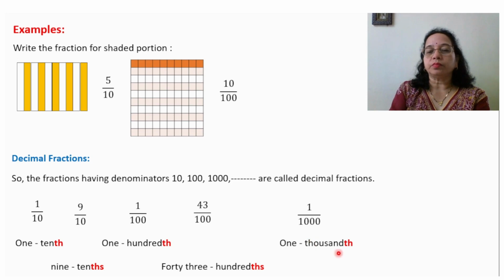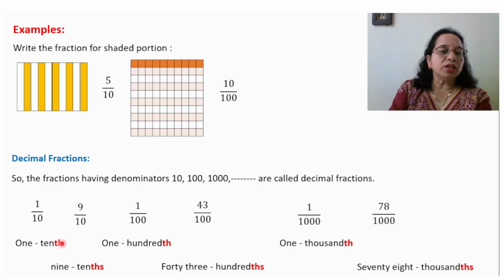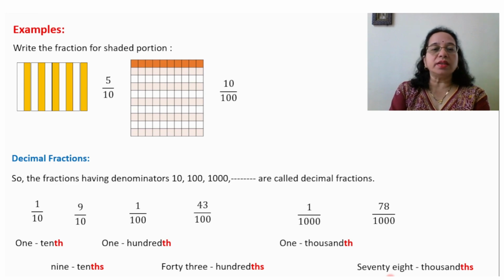1/1000th. Th. 78/1000ths, so we will add s also over here. I have written this th in red color. If this is in the denominator, we use tenth, hundredth, thousandth. And if your numerator is more than 1, we add s over here. 9/10ths, 43/100ths, 78/1000ths. This concept we have already done in fractions.